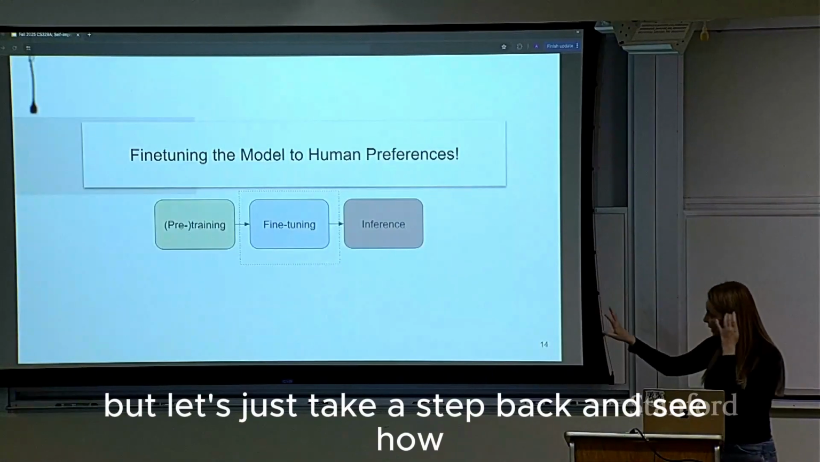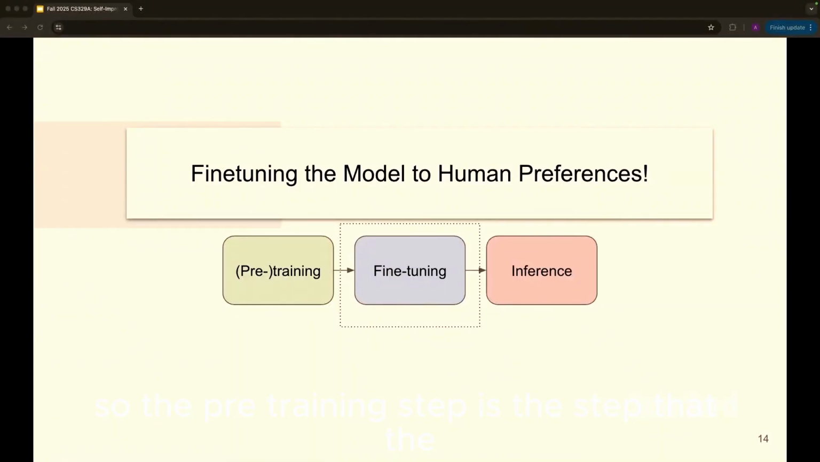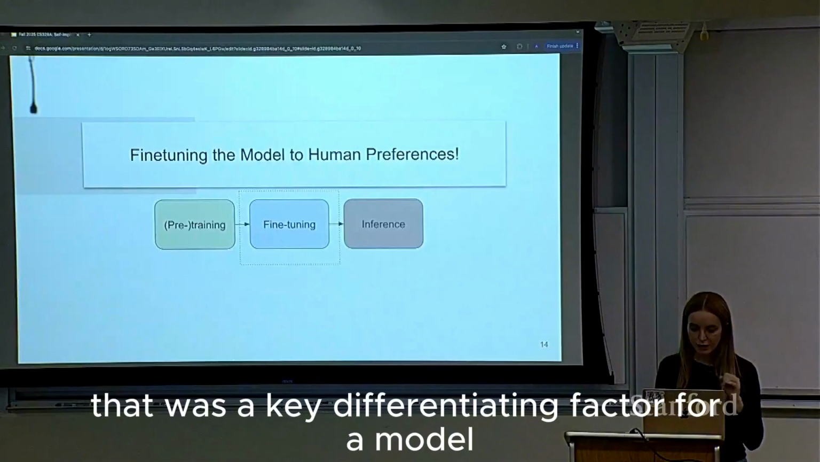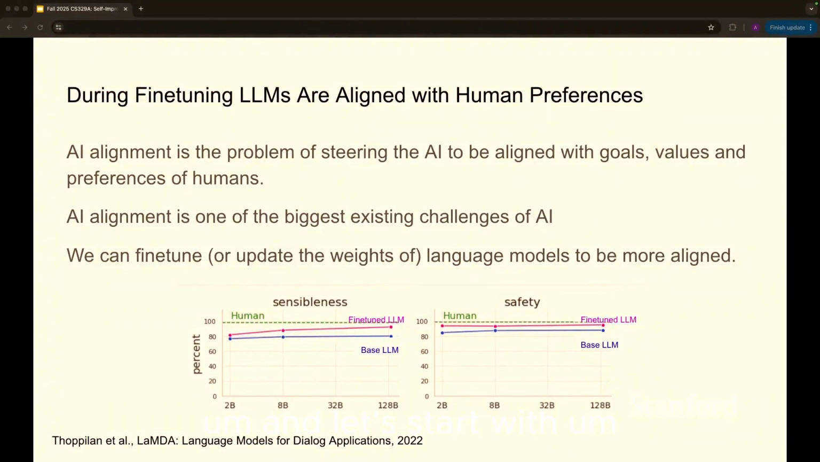Let's just take a step back and see how the process works. The pre-training step is the beginning of any language model training. That's the easiest step, and we just train the model to predict the next token out of all sorts of text and data. And then there is the fine-tuning step that was a key differentiating factor for a model like ChatGPT. Let's start with the first aspect of fine-tuning, which is alignment with human preferences.